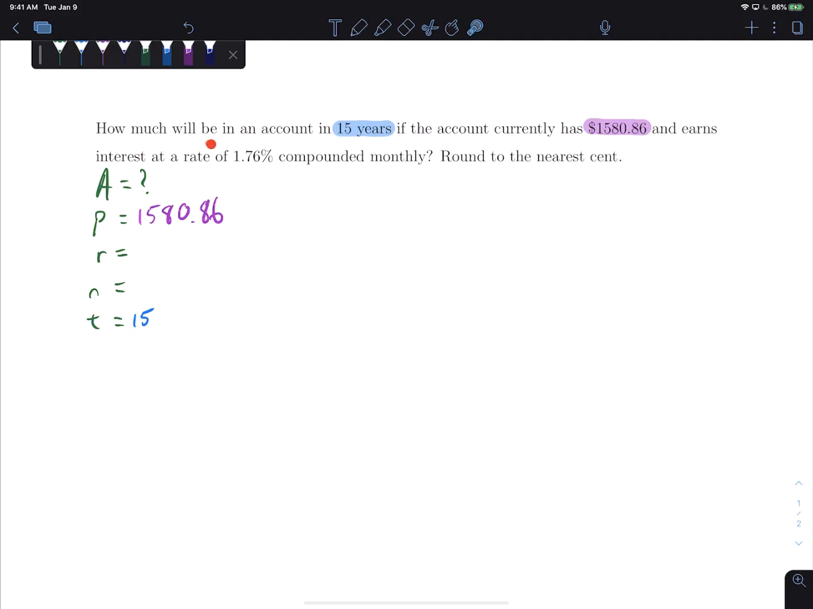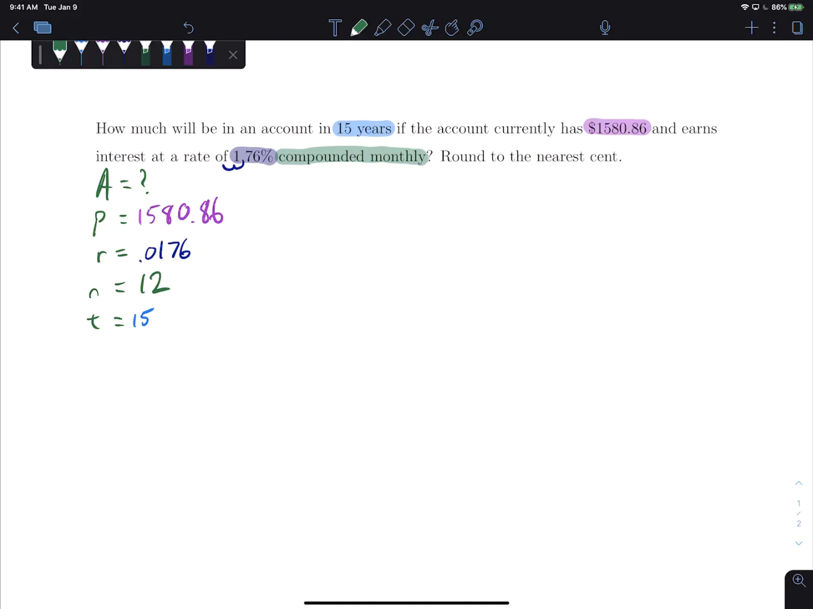And it earns at a rate of 1.76%. Now notice that is just an interest rate right there. But we have to take that decimal and move it 2 places to the left and include a 0 for that missing place. So 0.0176 will be R. Compounded monthly tells me what N is. Monthly is 12 because there are 12 months in a year. Round to the nearest cent.